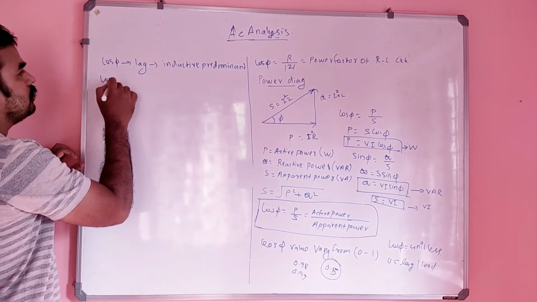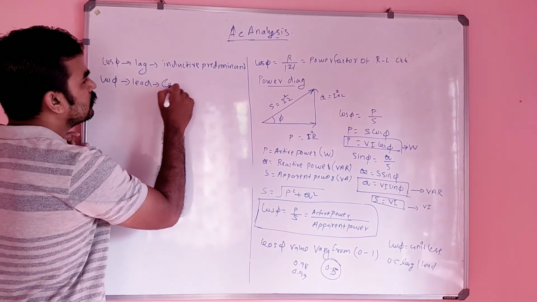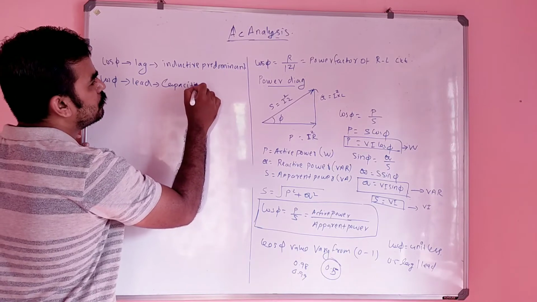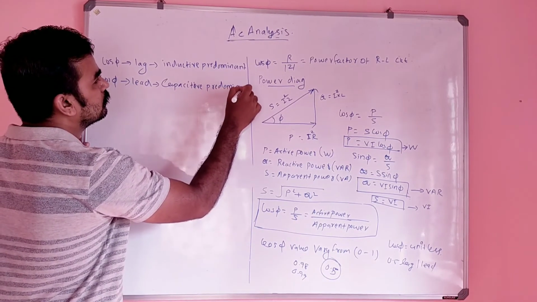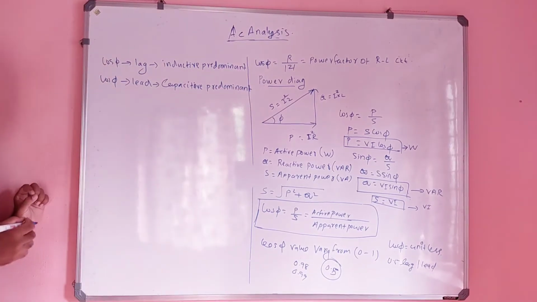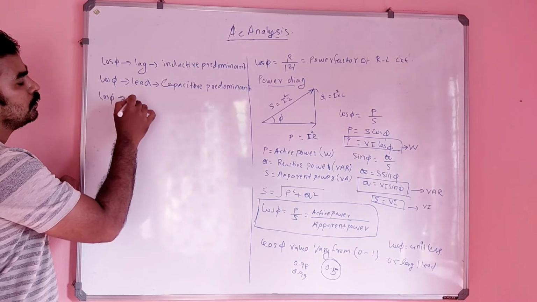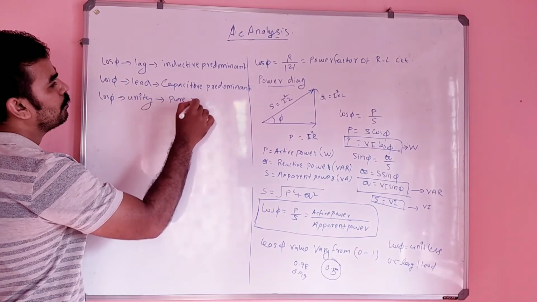Suppose cos phi is equal to lead, it means it is a capacitive predominant circuit. Or cos phi equal to unity means it is a pure resistor.